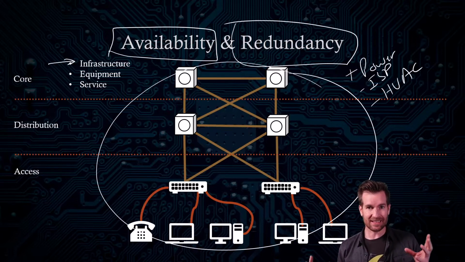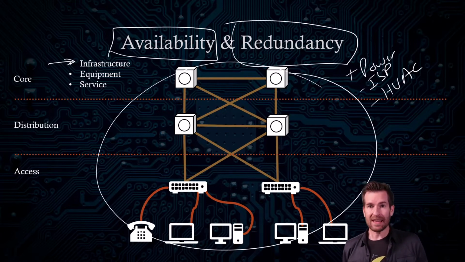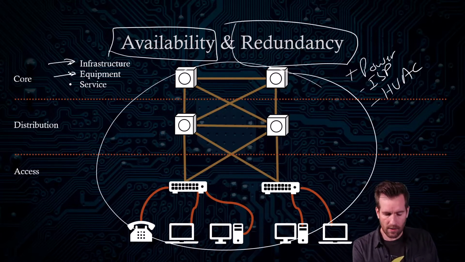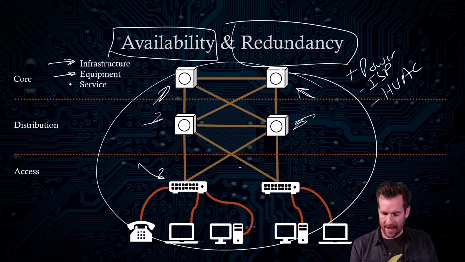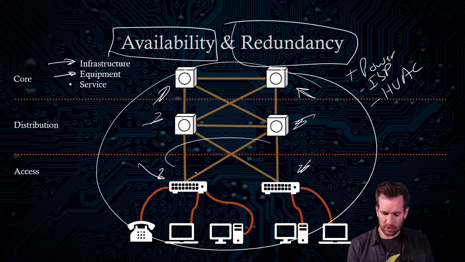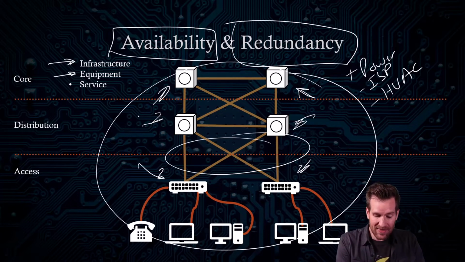So clear across the country, there's this redundancy with it. So that is the infrastructure redundancy. Within your network, you also want equipment redundancy. So here I've got multiple routers or multiple layer 3 switches, multiple access switches, multiple lines between all of these switches. I want redundancy even within this equipment.